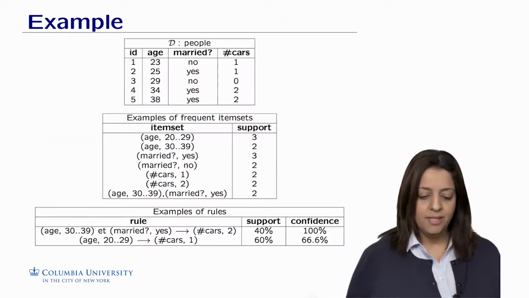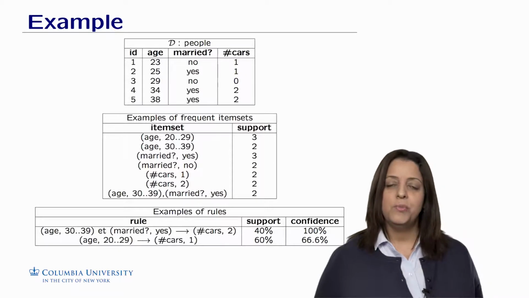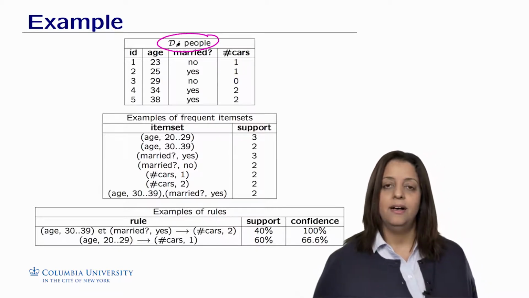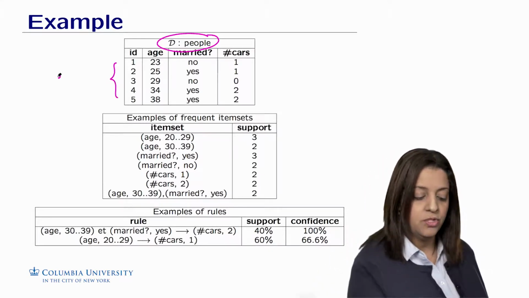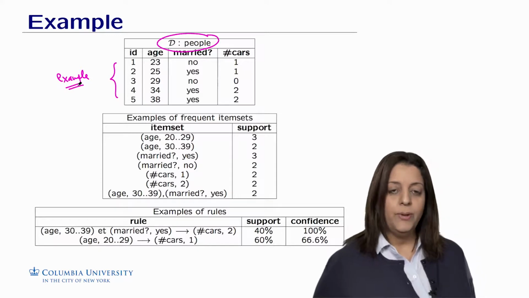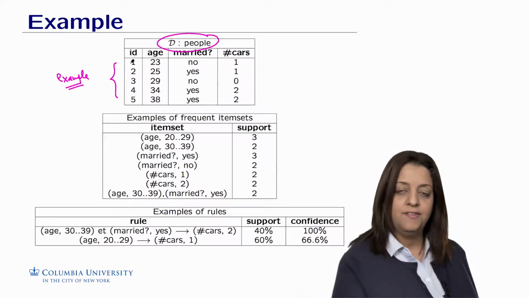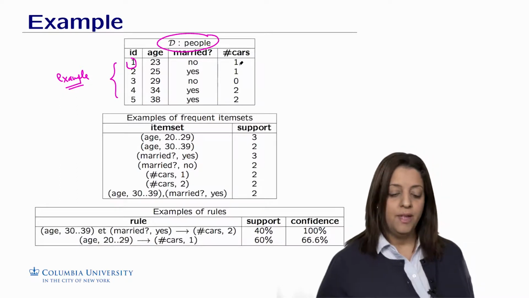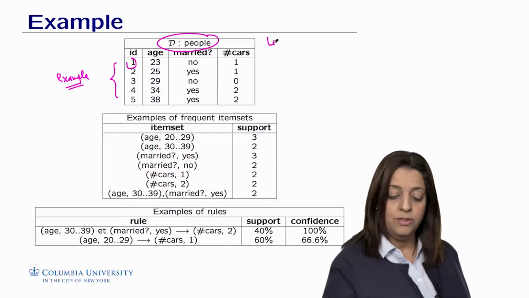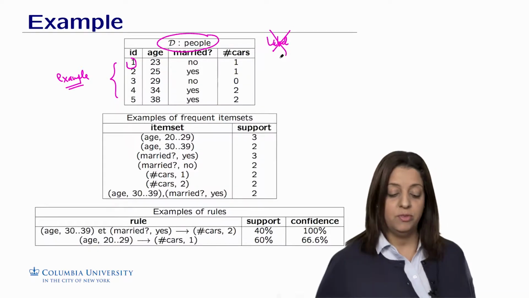So here's an example inspired from the literature. Suppose we have a data set of people, D. This data set has a set of examples. These are our examples, just like in the regular machine learning framework. We have the transaction identifier or the line identifier. This is the first example that has an age of 23, who is not married and who has 1 car in the family. So we are going to have this table, which is a table without a label, so there is no label. It's completely unsupervised.